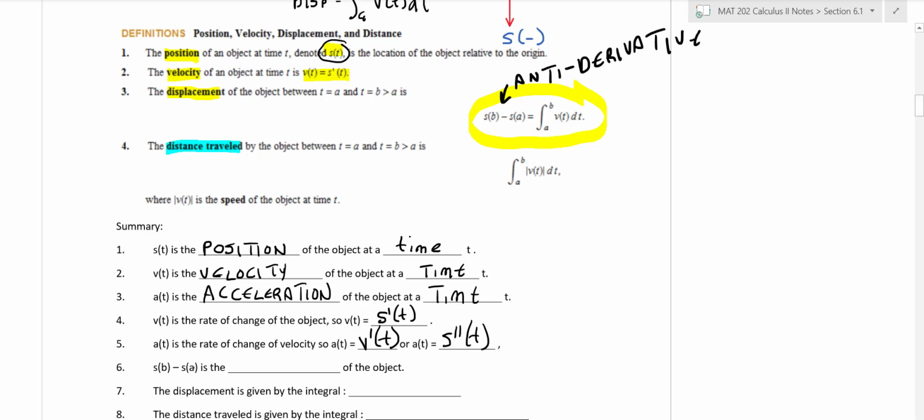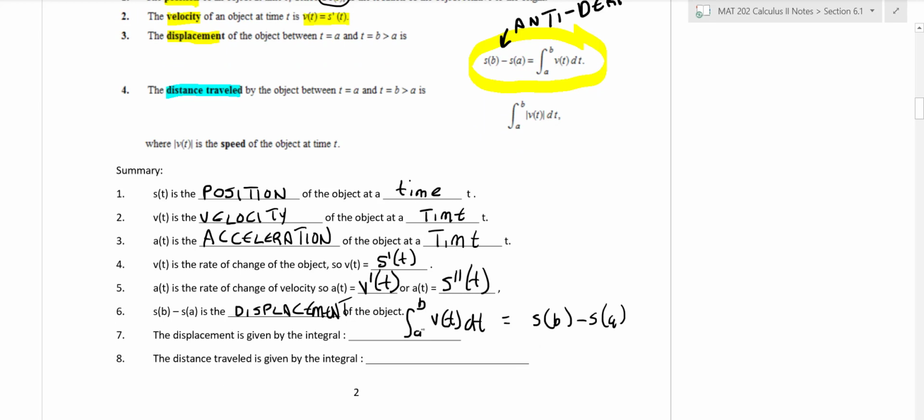Okay, s of b minus s of a, well, that's the answer to this integral. So that gives the displacement of the object. We want to make sure you know that formula right there, that integral. The displacement is given by the integral from a to b of v of t dt, and that ultimately gives you s of b minus s of a. The antiderivative of v is s. The distance traveled, what's the difference? It's positive, so you have to do the integral of the absolute value of v of t dt. Like that, so that just gives you a positive number.